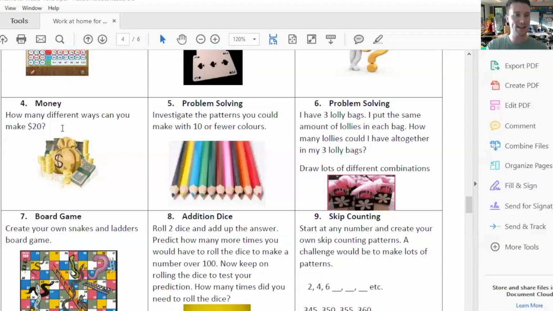But that's it. The best thing is that we get to go back to our homework sheet and highlight it because we have now done that one. The next maths lesson that we'll see will be number 5, problem solving.